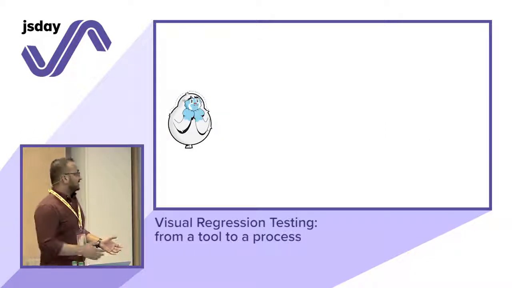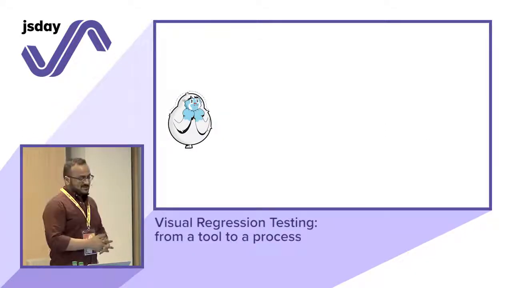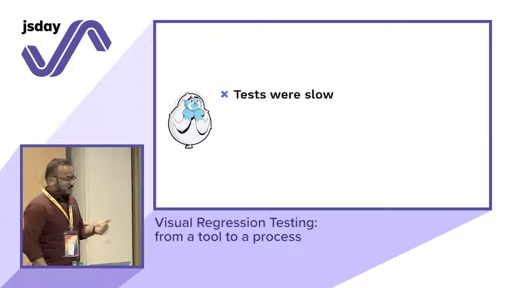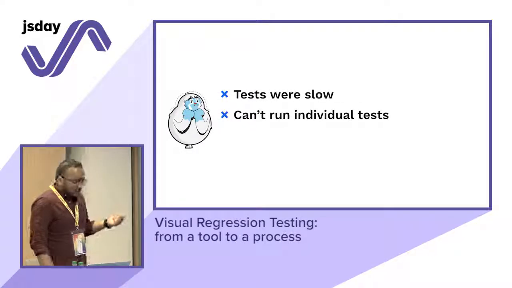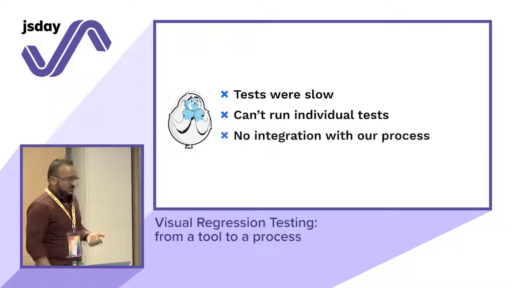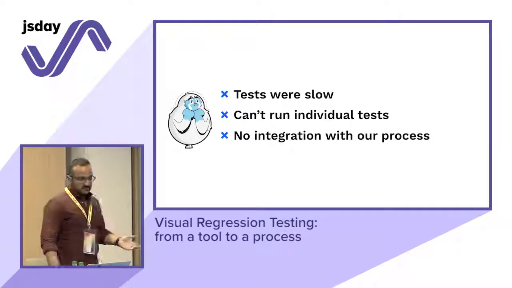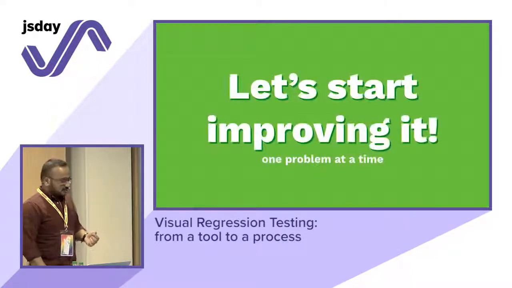But because it was a kind of a proof of concept, things were not perfect. So the tests were slow. We could not run individual tests, and there was no integration with the build process, which I'm here to talk about today. So let's start improving it one at a time.